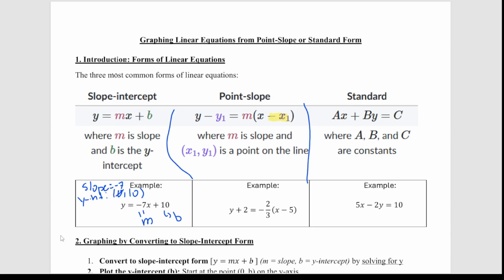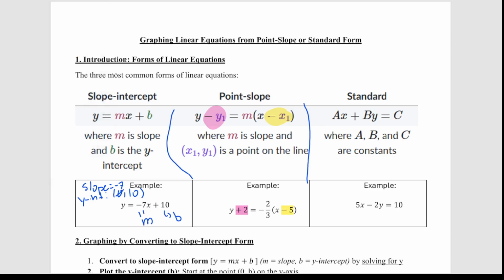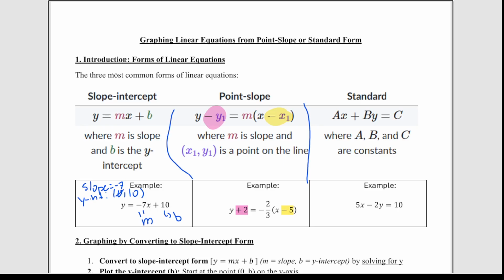Well, the number being taken away from x in parentheses is the x-coordinate of the point, and the number being taken away from y, not in parentheses because nothing's being multiplied, is the y-coordinate of the point. So in this example, we've got two different parts that correspond to the point. For x minus 5, that means that the point will be at 5, because we took away 5, and negative 2, because if it says plus 2, that means we must have taken away a negative 2.